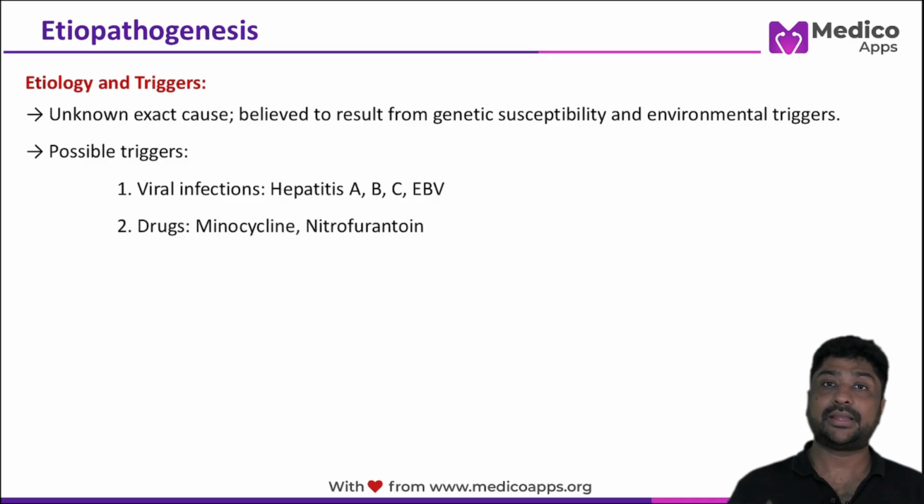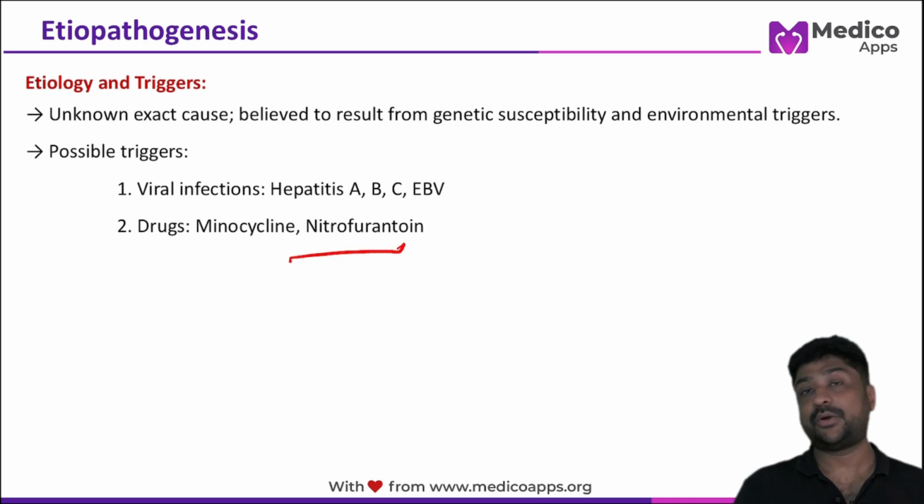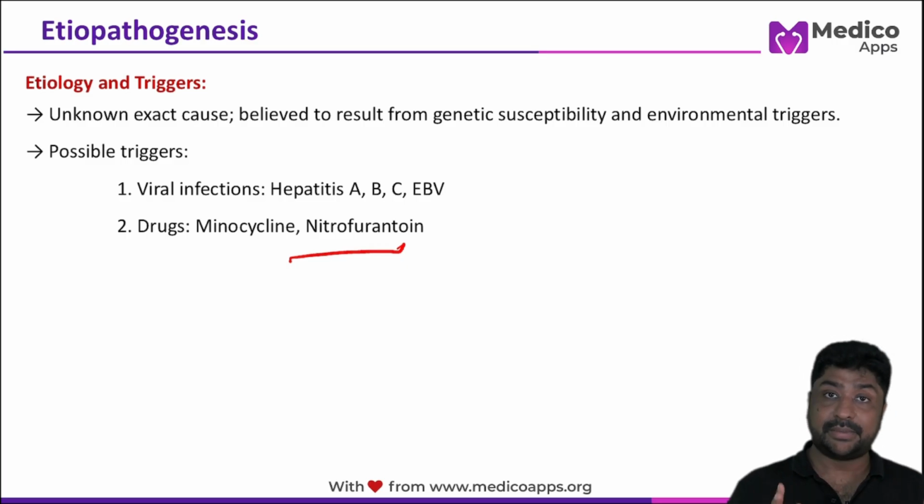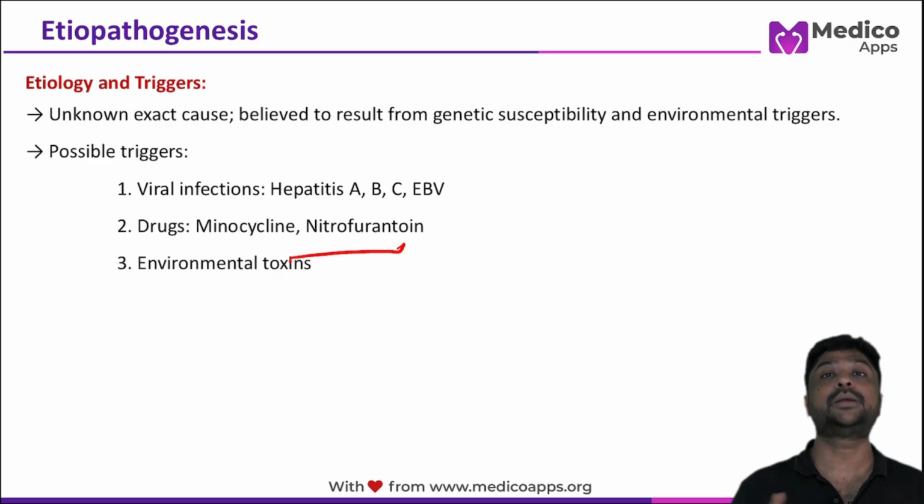Drugs, especially minocycline and nitrofurantoin. These are well known to cause drug-induced liver injury, but in some cases, they may unmask or initiate autoimmune hepatitis. Environmental toxins, though less well-defined, certain chemicals may also play a role in initiating the immune reaction.